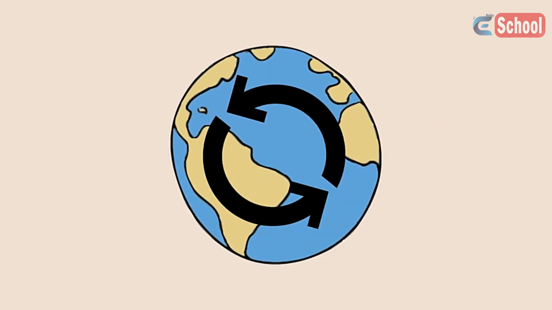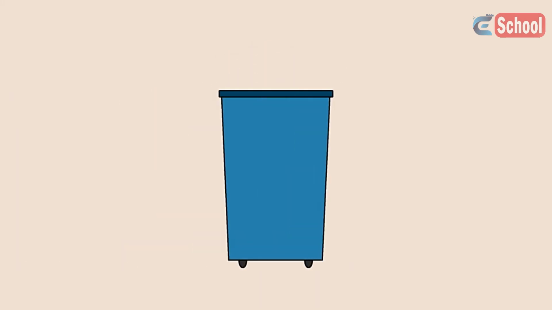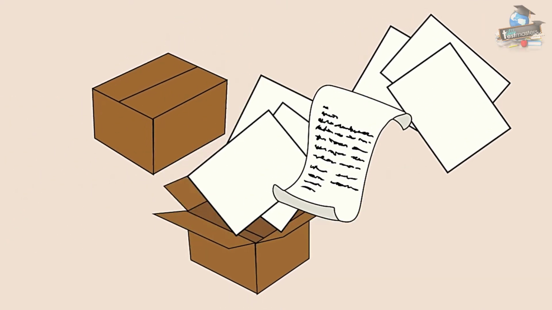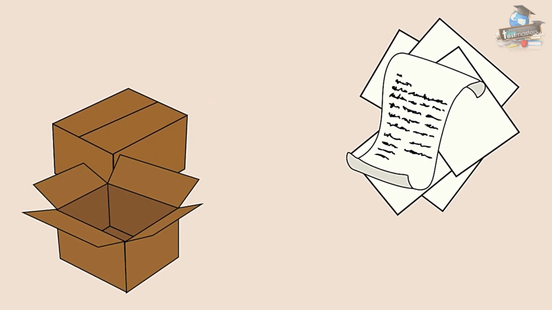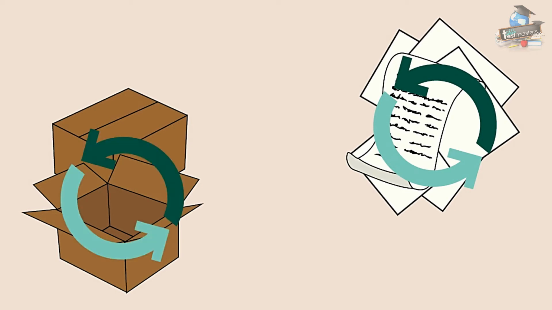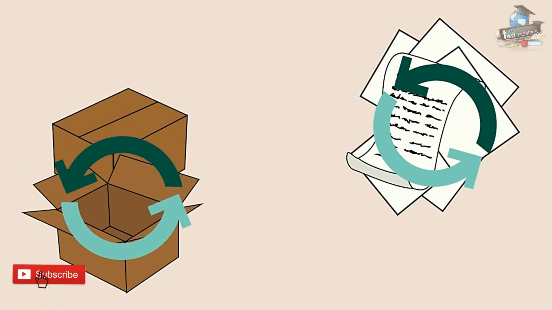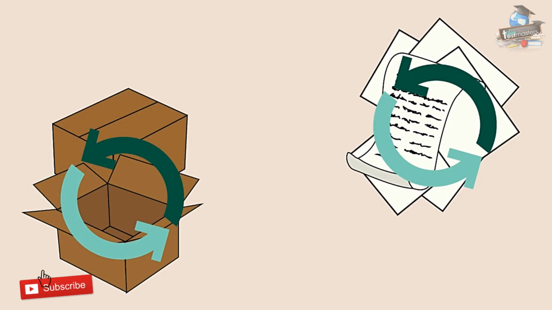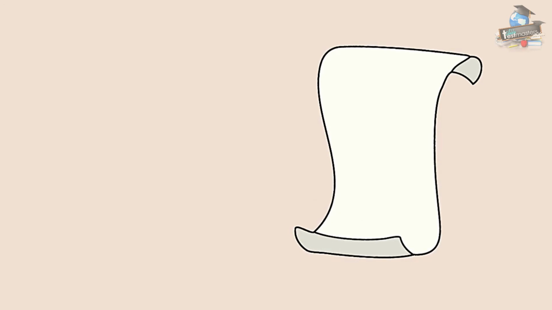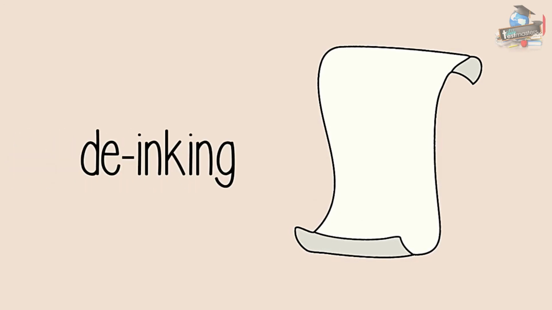In some countries, paper recycling is highly encouraged by having specialized waste containers just for paper waste. The paper waste is then collected and separated according to its properties. Sheets of paper are recycled with other sheets of paper, and cardboard boxes are recycled with other cardboard boxes. Now, right before the paper can be recycled, any ink needs to be removed. This process is called de-inking.